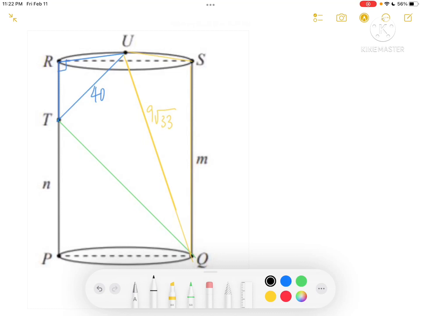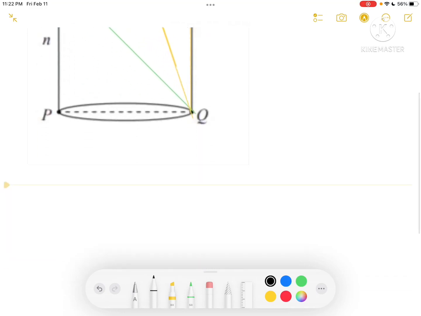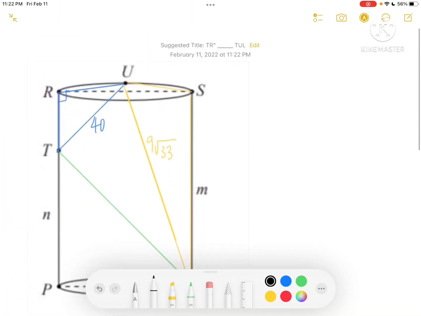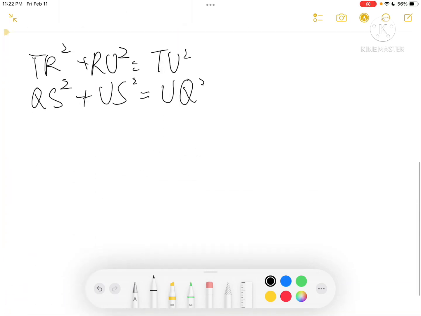Let's start applying our knowledge. Since it's a right cylinder, the top surface is perpendicular to its height. So any line on the top surface is perpendicular to the height, which is just PR or TR. So TRU is a right triangle, and this is also the same for Q, S, and U. We can come up with the equations TR squared plus RU squared is equal to TU squared, and similarly QS squared plus US squared is equal to UQ squared. Now we want to find RU and SU.